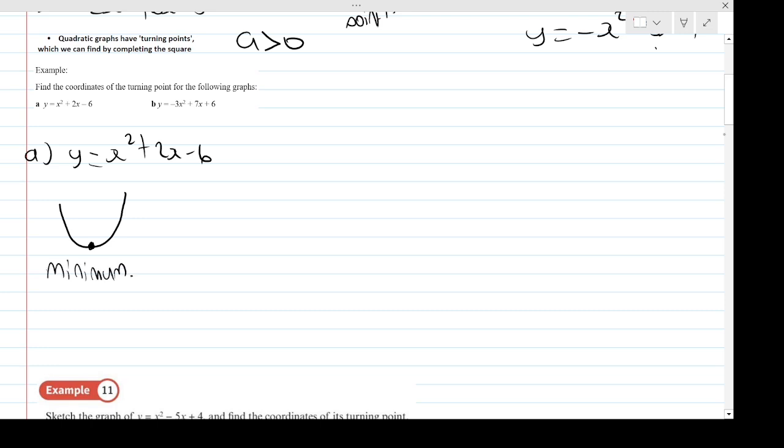But how do we work out the actual coordinate? What the point is? Well, complete the square. So let's just complete the square firstly. So x squared plus 2x minus 6. Well, it's going to be x and then half of 2, which is plus 1, all squared. Then we're going to do minus 1 squared, so that's minus 1, and then we have a minus 6 at the end. That's going to go to x plus 1 squared minus 7. Now that's in completed square form. Okay, so minimum then.